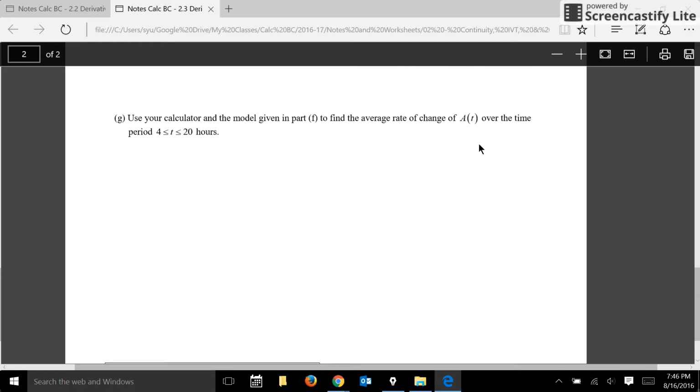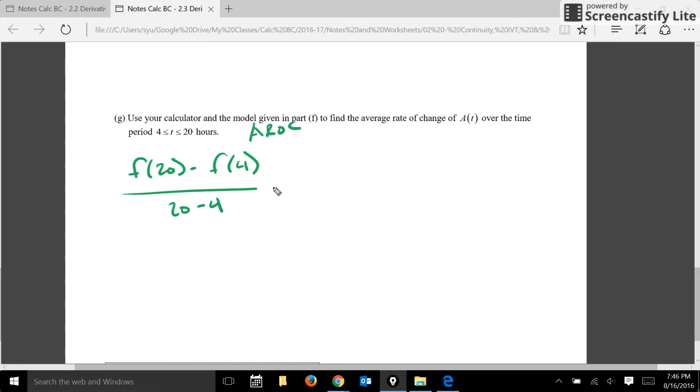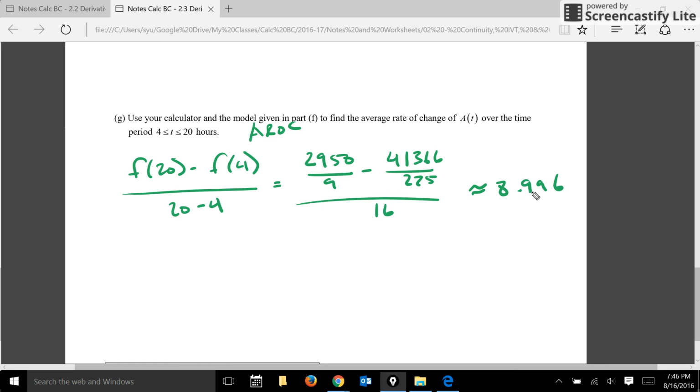All right, and now last example. We need to find the average rate of change between 4 and 20 hours. All right, so similar to what we did already, I need to find f of 20 and f of 4 and subtract them. All right, so remember this is AROC, what we're doing. We need to do slope. All right, so plugging this into my calculator, I ended up getting this huge mess. Ugh, that's ugly. We could simplify that. I got approximately 8.996. All right, so we're going to truncate after 3 decimals. And that's good enough for me.